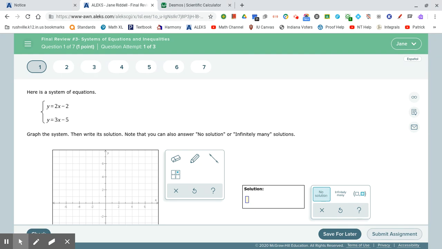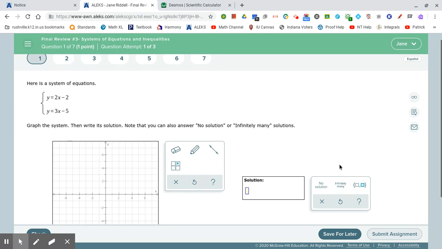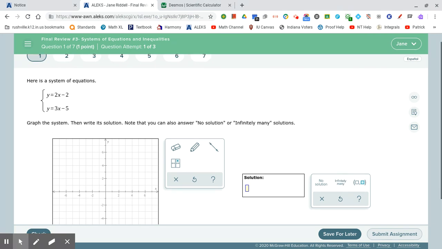That would be inconsistent. Or you could graph your two lines and it could turn out that they're the same line, which means that they would have infinitely many points and infinitely many solutions because they have infinitely many points in common, every point that would be on the line. So we're going to solve this first one by graphing.